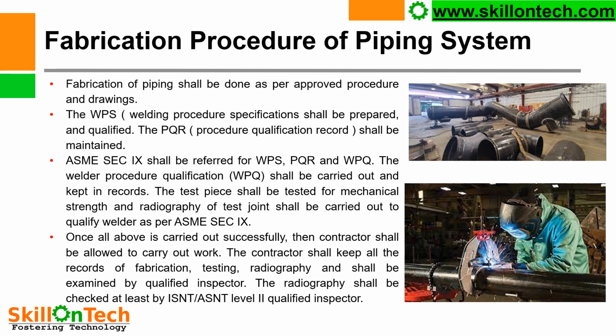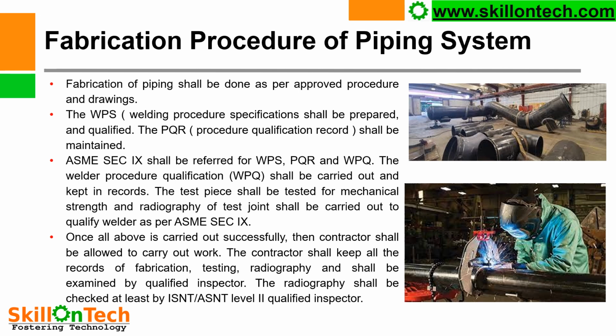The welder procedure qualification shall be carried out and kept in records. The test piece shall be tested for mechanical strength, and radiography of the test joint shall be carried out to qualify the welder as per ASME Section 9. Before allowing any welder to do welding on the pipeline, he must be qualified, and the test piece which is welded by a welder shall be tested for mechanical strength and quality of the weld joint.